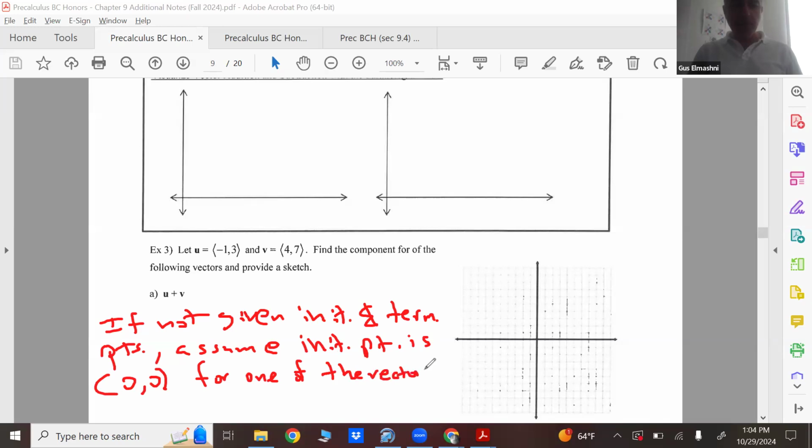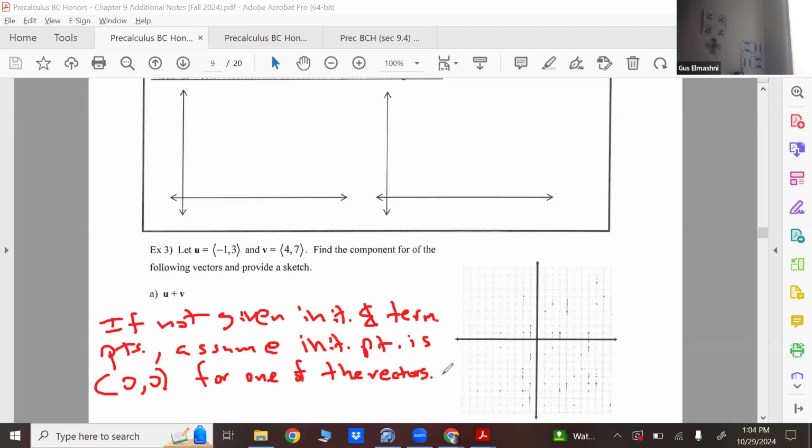Let me get a chance to copy that down first. Okay. So you're given vectors U and V. But I did not give you the initial and terminal points for each one. We did that previously, right? Previously, I gave you initial and terminal points for each one, and we had to find the vector. Now here's the vector in component form. Vector U has a horizontal component -1 and vertical component 3, so it's going 1 left, 3 up. This one's going 4 right, 7 up.